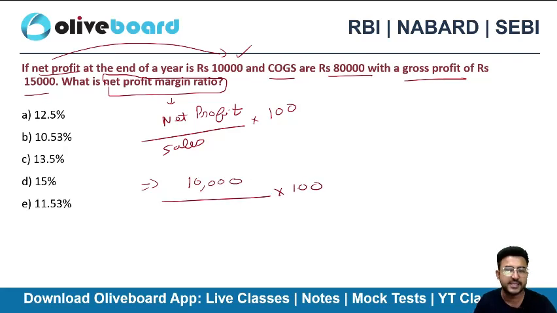Do I have sales in the question? No, I don't have sales in the question. Now, can you guys tell me how to calculate sales in this particular question? How should I approach sales? Any idea, anyone?